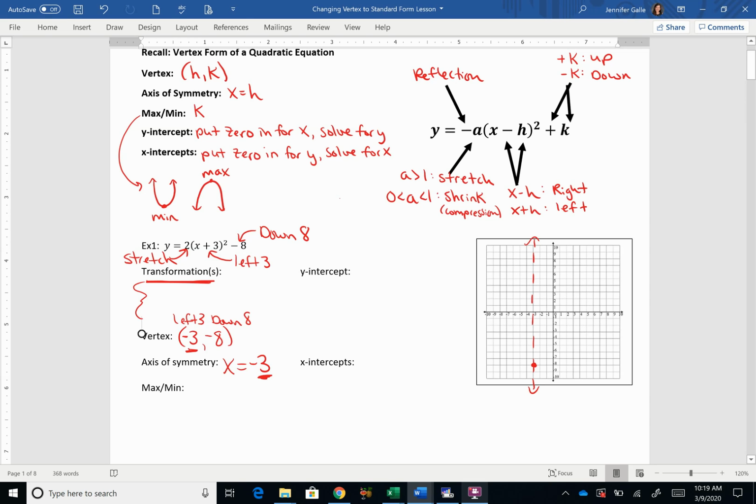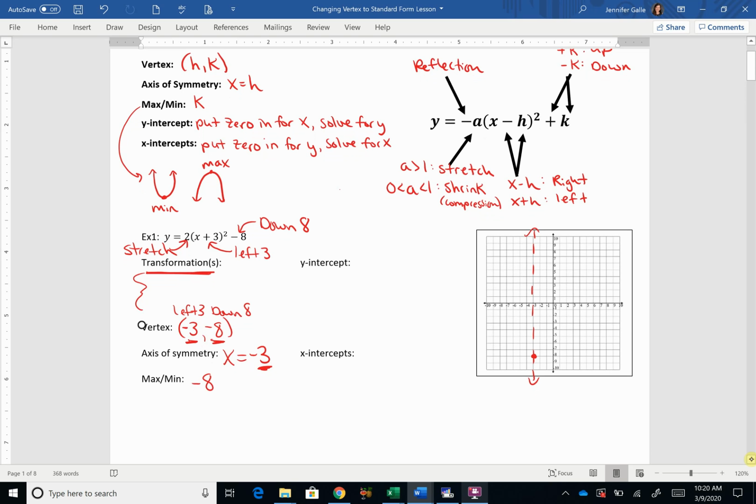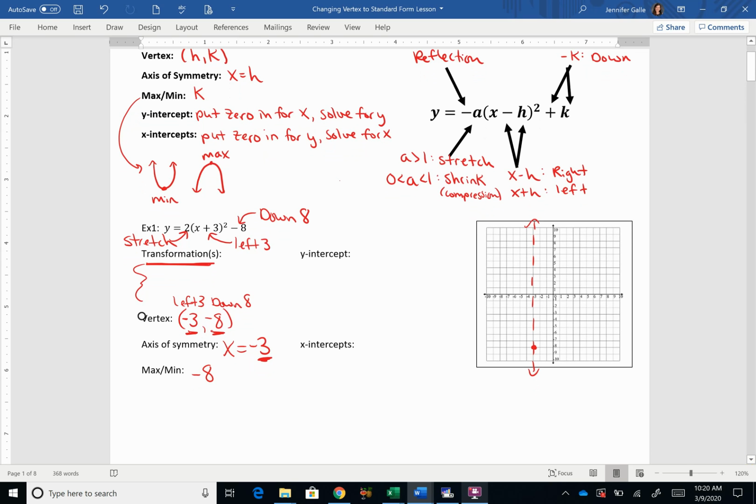It helps me graph. The other part that we can get from our equation without doing any kind of work at all is our maximum or minimum value. Does anybody remember which value that is? It's going to be the negative 8. Yeah. It's going to be the negative 8 value. Now, how do I know, though, if we're going to have a maximum or a minimum?